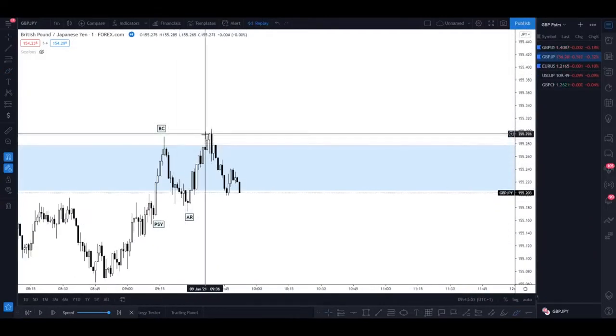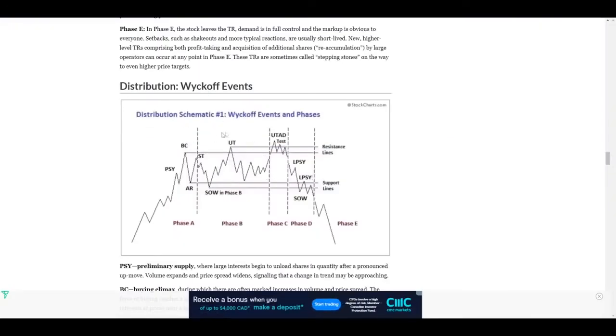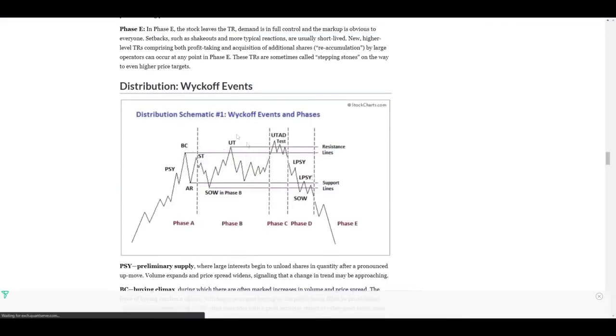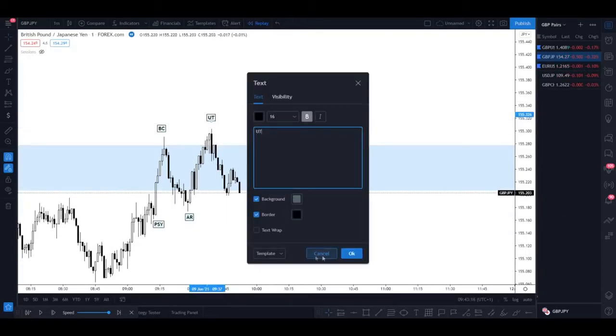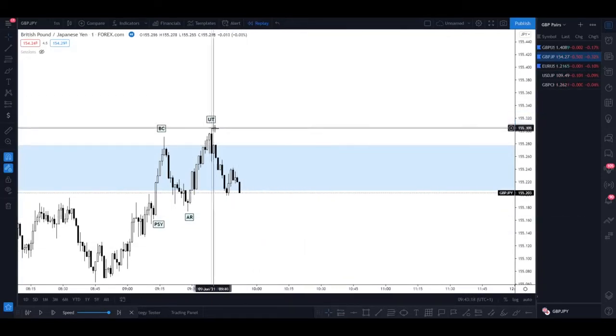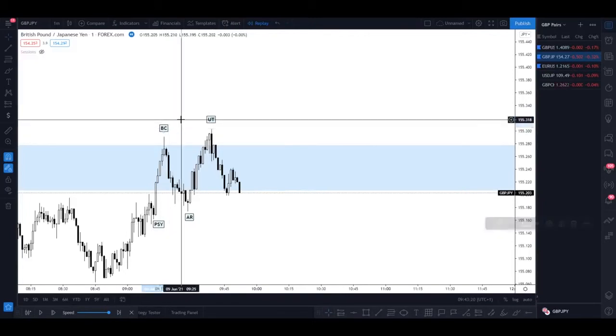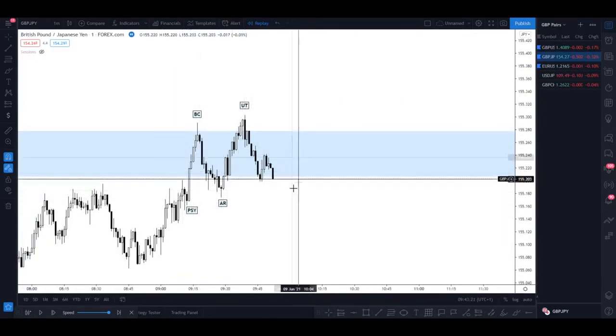So what we do have is the candles closed above the buyer's climax. And if we're looking at Wyckoff distribution, if the candle closes above the buyer's climax, that's considered your upper thrust. So let's focus right here. This is my upper thrust because the candle itself closed above my buyer's climax. Now remember, the structure is still up.